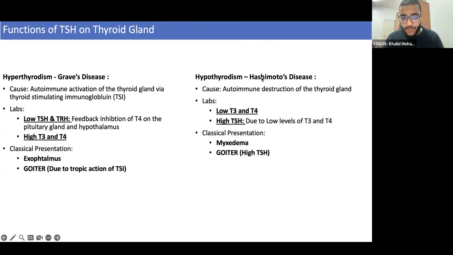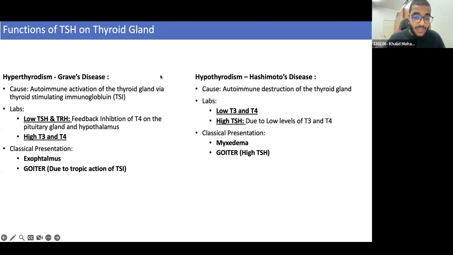For Hashimoto's or hypothyroidism, this is also autoimmune, but this time it's a destruction of the thyroid gland. It's not stimulation of the thyroid gland. And since the thyroid gland is now being destroyed, there's going to be low levels of T3 and T4. And because of that, again, the loop, it will tell the pituitary to secrete more TSH since there's low T3 and T4. So hypothyroidism with high TSH is probably Hashimoto's.